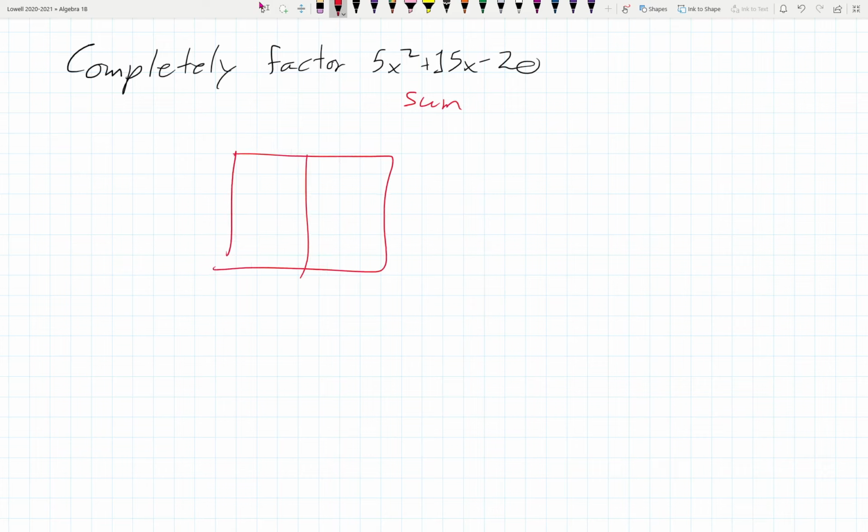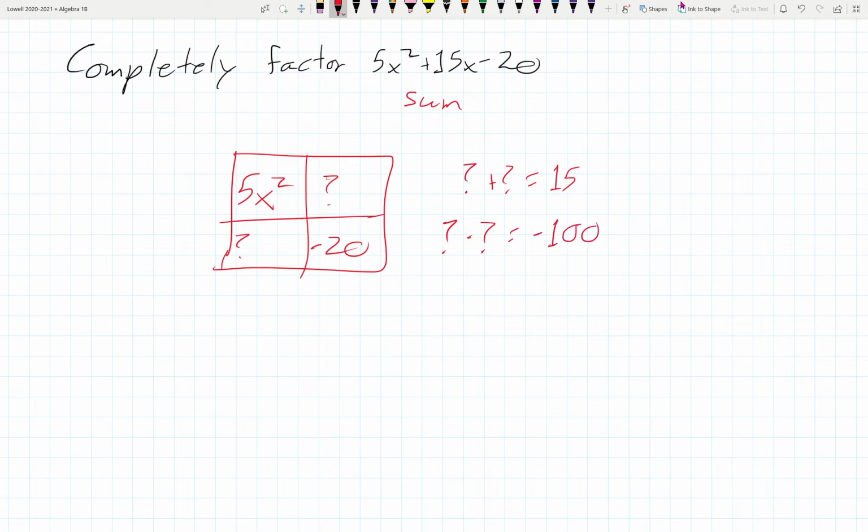I'll start off by putting my x squared term in one corner. I like to put it in the top left. I put the negative 20 in the opposite corner, the bottom right in this case. I need to find the two missing boxes. They have to be two numbers that add up to 15, because those are going to be my x terms, and they have to multiply to whatever the opposite diagonal multiplies to. 5x squared times negative 20 is negative 100x squared. So I need two numbers that multiply to negative 100 and add to 15.